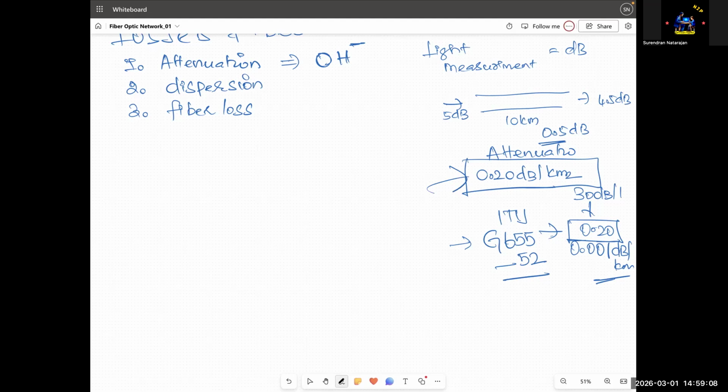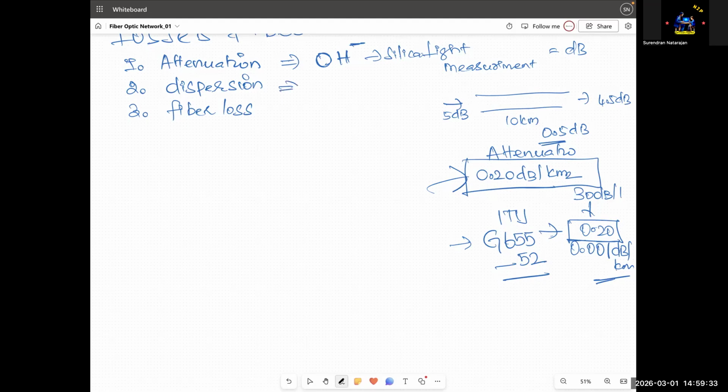The basic material in fiber is silica. So they try to mix it with other particles, like iron, zinc, and so on. They make it this way and try to bring the attenuation down to the lowest level. That is what is happening here.